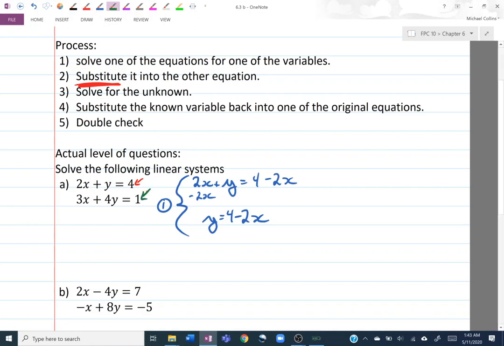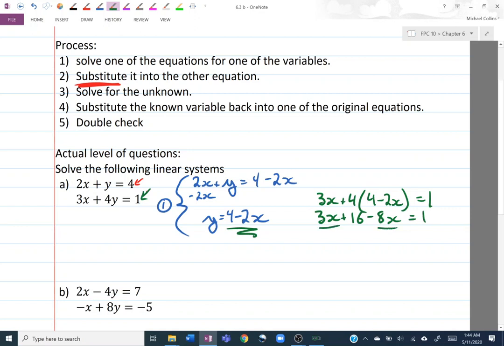So I'm going to take my y and substitute it in. This will look like my 3x plus 4, and instead of y, I'm going to write 4 minus 2x, and that's equal to 1. I'm going to have to simplify: 3x plus 16 minus 8x is equal to 1.